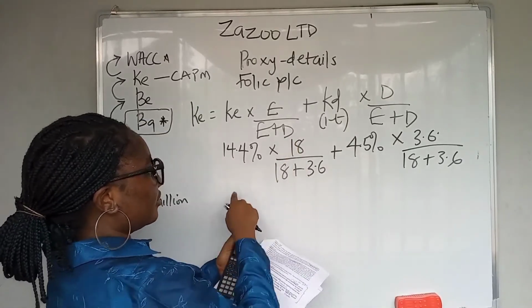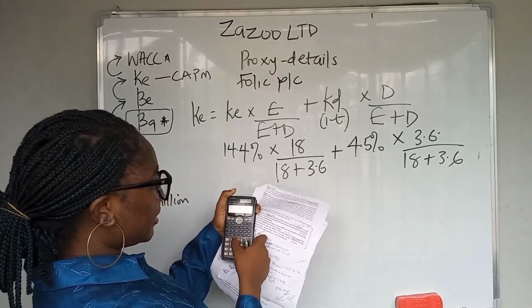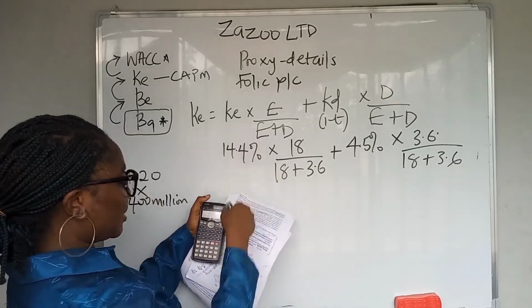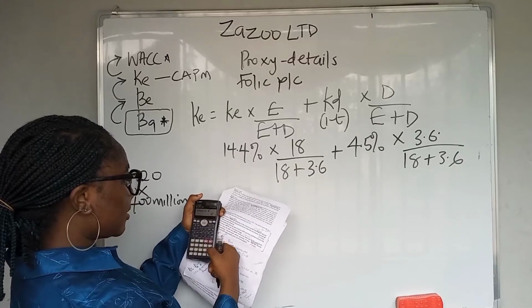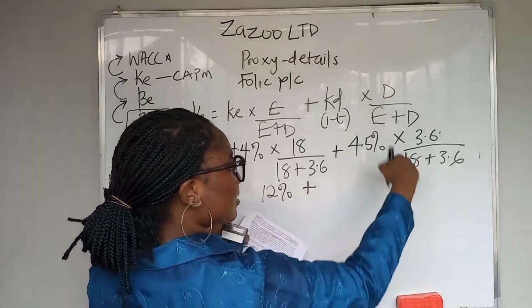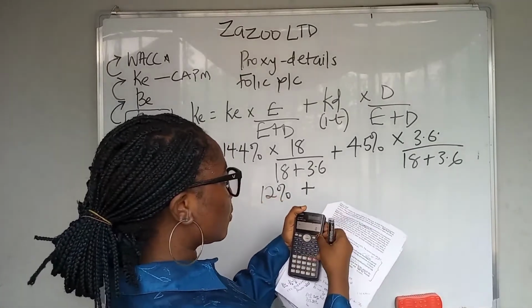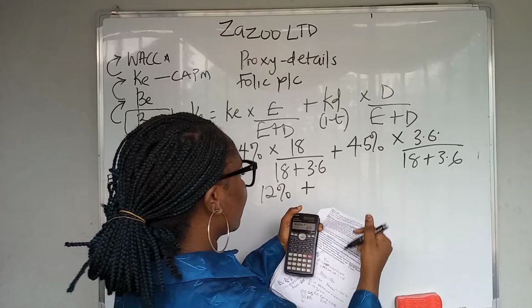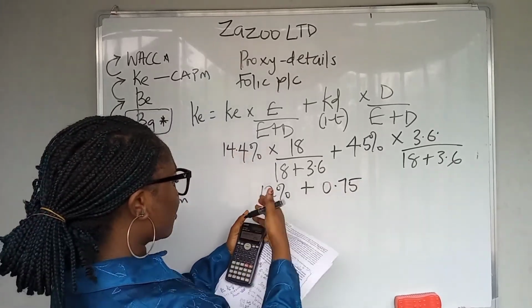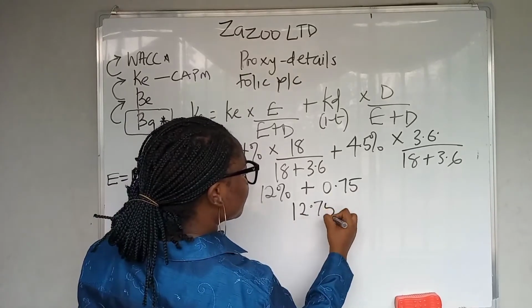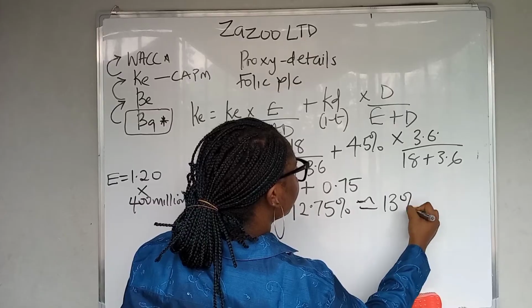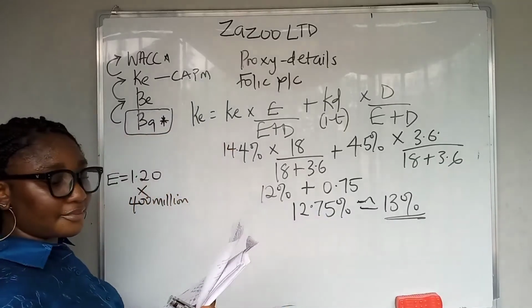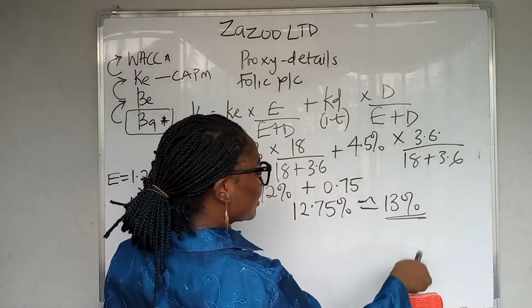You dismantle this first. Okay, so that would be 18 plus 3.6, right? So 18 divided by the answer multiplied by 14.4%, that gives you 12%. Plus you do this side: 18 plus 3.6, that's 21.6. 3.6 divided by 21.6 multiplied by 4.5%, that gives you 0.75. Okay, so 12 plus 0.75, your answer is 12.75%. So let's just approximate to 13%, because it's better to approximate, and they didn't say anything about approximation or how many decimal points. So just put that 13%. So your WACC is 13%.